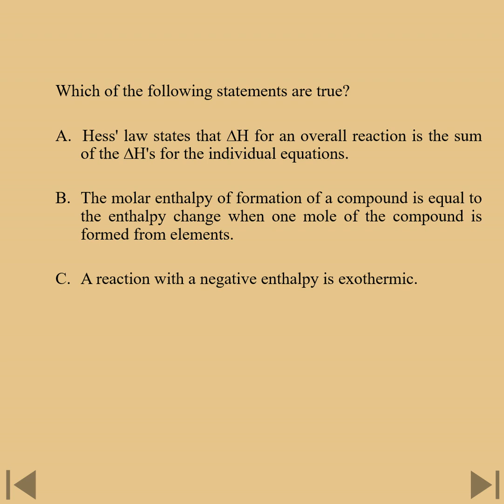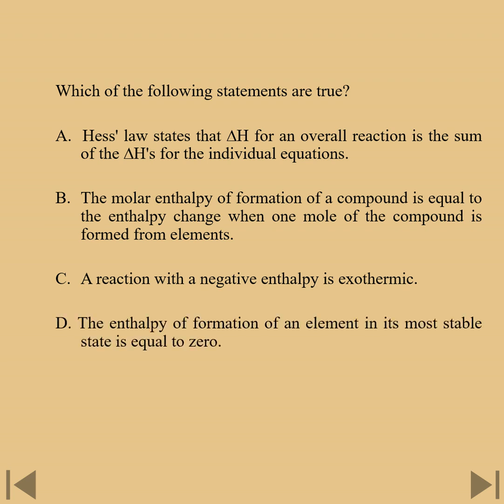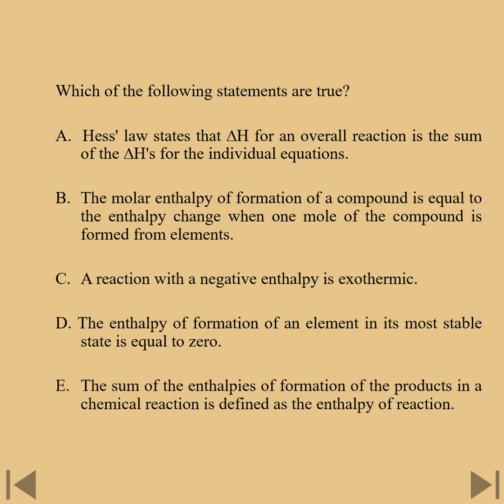And then, true or false? A reaction with a negative enthalpy is exothermic. Let's see, negative exo, energy out. This is true. True or false? The enthalpy of formation of an element in its most stable state is equal to 0. This is true. We talked about that a second ago. And true or false, the sum of the enthalpies of formation of the products in a chemical reaction is defined as the enthalpy of reaction. No, it will be the sum of the enthalpies of formation in the products minus the sum of the enthalpies of formation of the reactants.